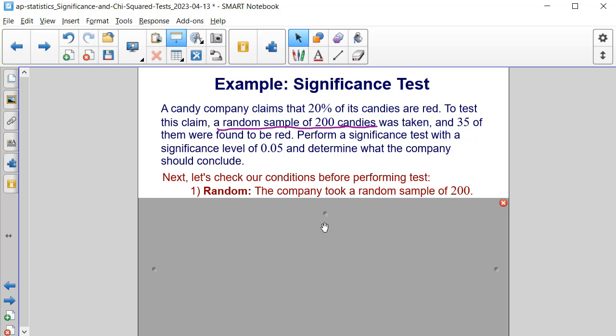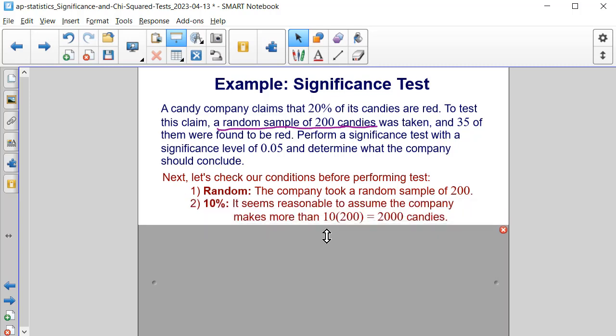Now requirement number 2 is the 10% rule. The sample size must be less than or equal to capital N divided by 10. And it seems reasonable to assume that the company makes more than 2,000 candies within that period of time.